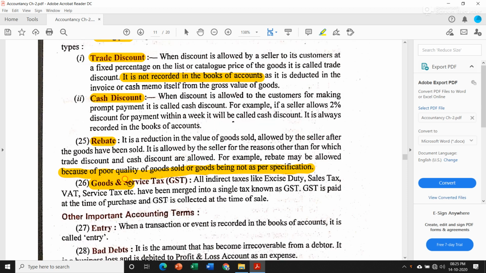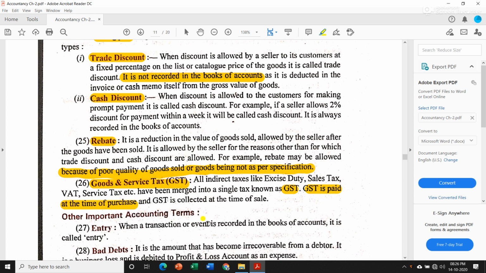The next is goods and services tax. Earlier, before July 2017, in India we had two types of taxes. The first was direct tax, known as income tax, and then indirect taxes. Indirect taxes were like excise duty, sales tax, VAT, service tax, and customs duties. But on July 1st, 2017, the Indian government introduced GST, in which all those indirect taxes were combined and merged together, and that is known as GST. The thing that you have to remember is that GST is paid at the time of purchase.